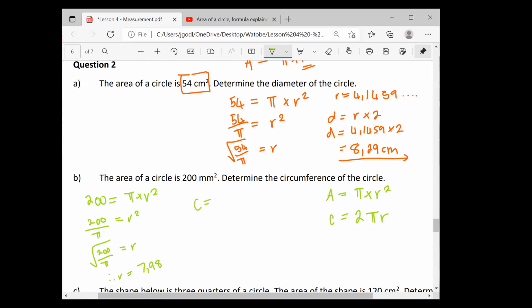So our circumference is going to be 2 times pi times 7.98. So 2 times pi times 7.98, and I get a total of 50.139. So 50.14 millimeters. And we're done.